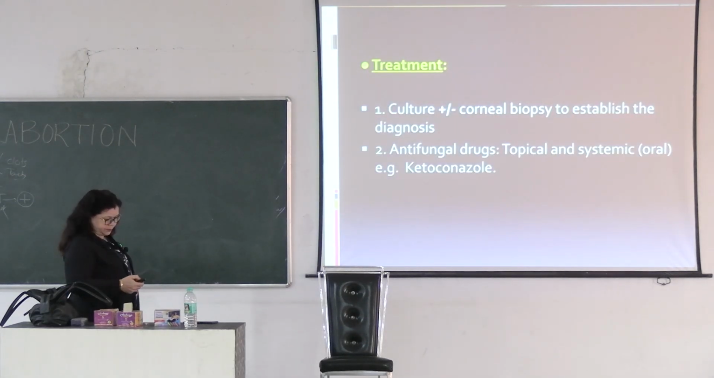Then treatment. For the treatment of fungal corneal ulcer, culture and biopsy are sent, and treatment is given according to the culture and sensitivity report. Topical antifungal drugs are given. They are given in oral form and topical form. What are the antifungal drugs?